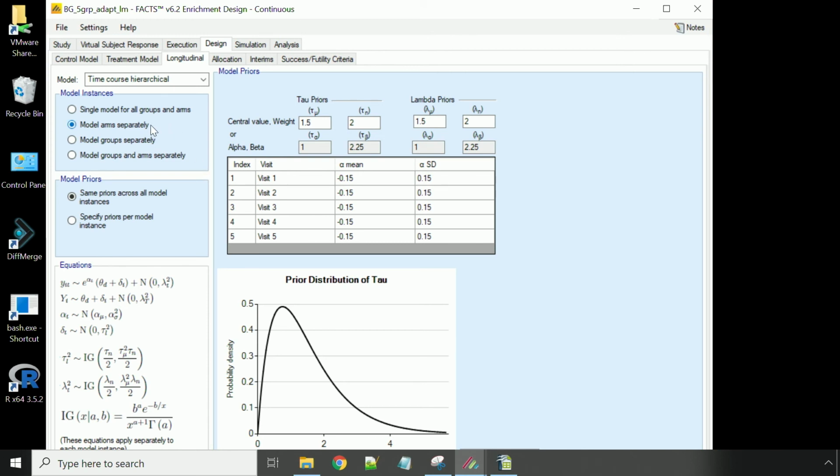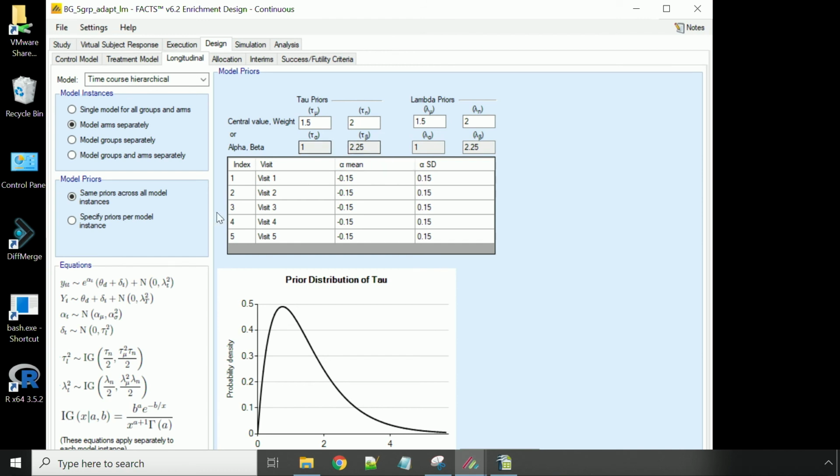We're going to model the two arms separately. We're going to have the same priors across both models. We could have separate models for each group and each arm in each group, but 2 is probably sufficient. We're going to use this time course hierarchical model, which is fairly powerful, and it builds an estimate of the per subject response and the fraction of improvement at each visit using this exponentiated coefficient.